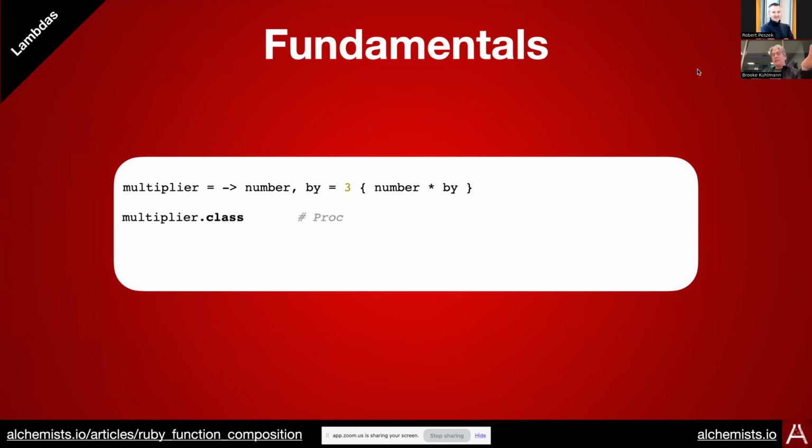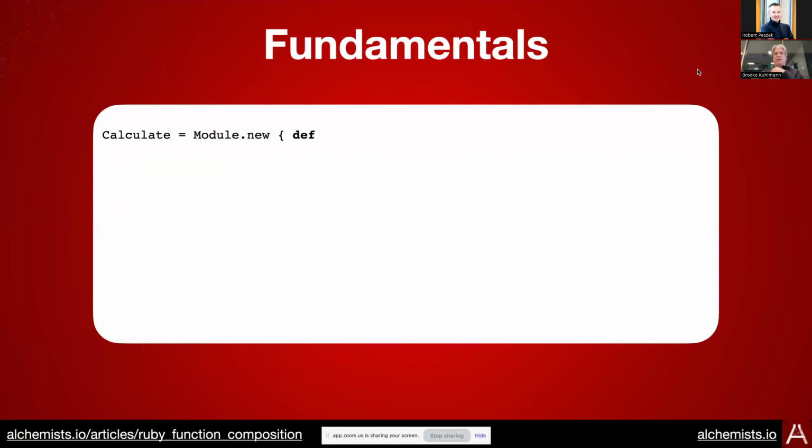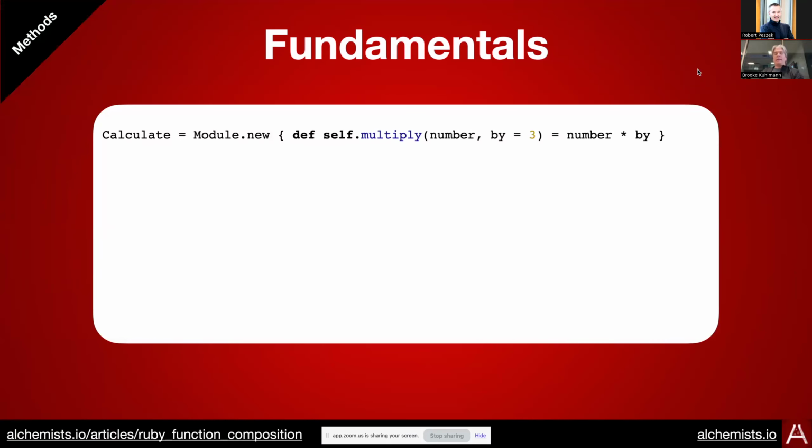If we look at it, we see that it's still a proc, but if we inspect it, the key thing here is that it's a different type of proc. It's a lambda. That's what makes them different. Then if we call it, again, multiplication here, 3 times 3 is 9, and 3 times 10 is 30. Nothing different there implementation-wise.